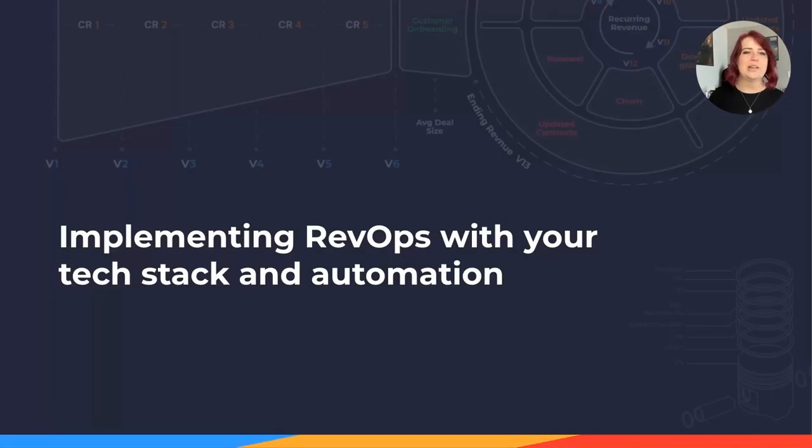Up to this point, we've defined revenue operations as the science of sustainable growth, and we've established the importance of a comprehensive data model. We've also learned that RevOps drives continuous optimization. We've defined the what and the why. So now we're going to tackle the how. We're moving from strategy to execution. Now it's time to talk about implementing revenue operations with your tech stack and automation to actually create that efficiency.